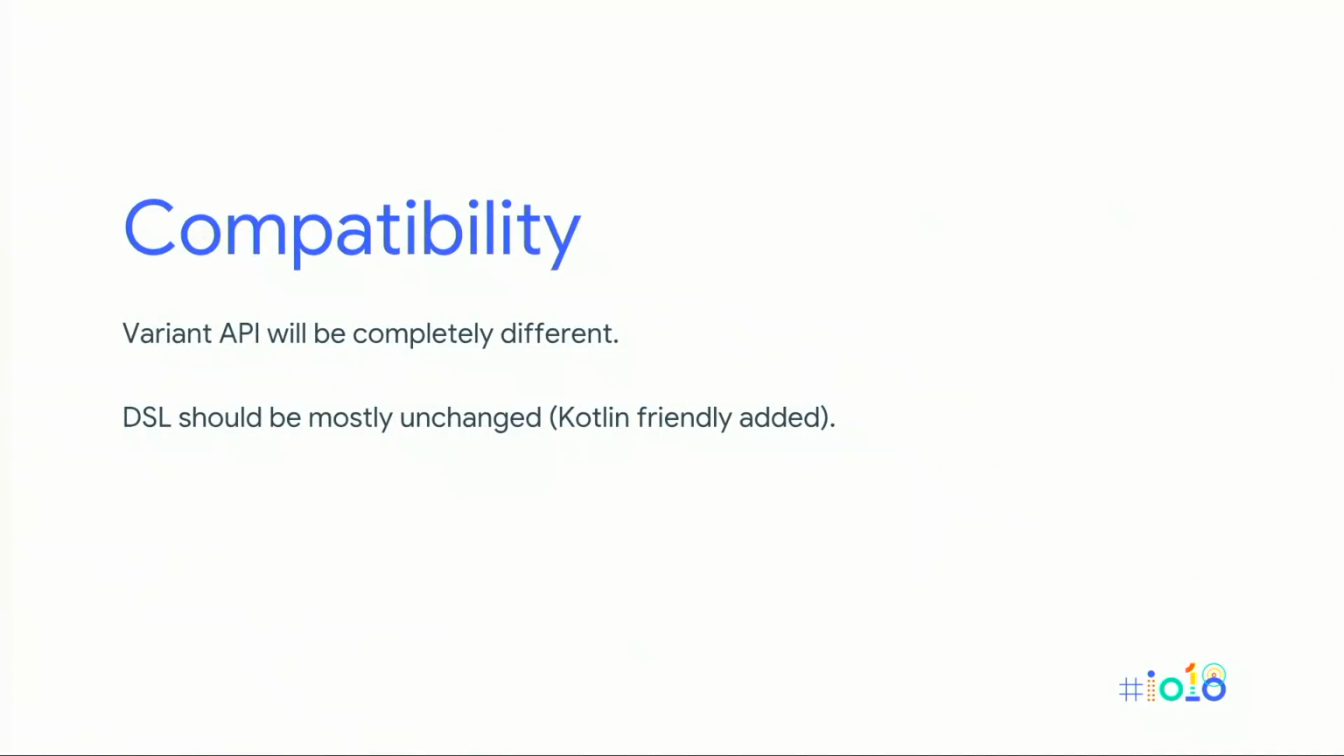The compatibility will be a painful subject. We will obviously try to keep the DSL mostly unchanged. We're also going to make an effort to become more Kotlin friendly. And unfortunately, we think that the variant API will change heavily. But since we already realized that it was not so great, hopefully you'll be sympathetic to the idea that you will have to change the scripts using the variant API.